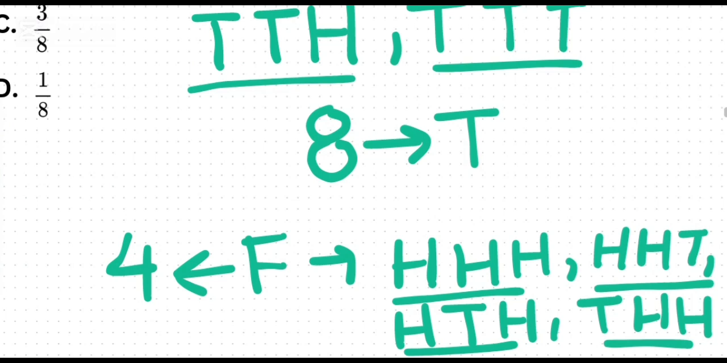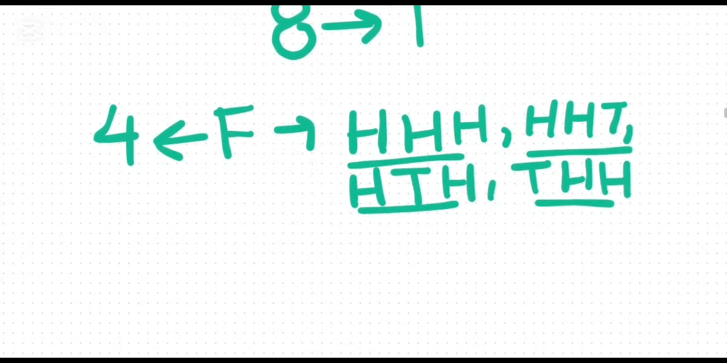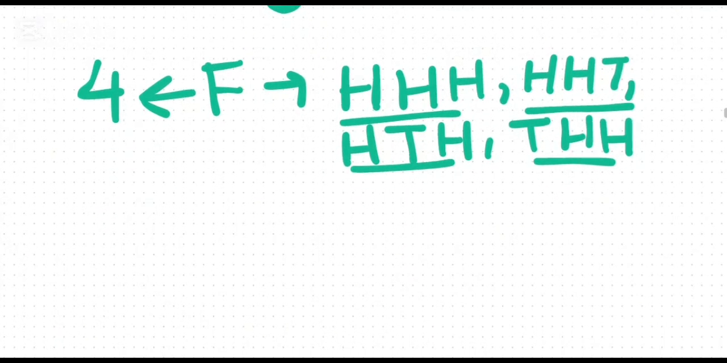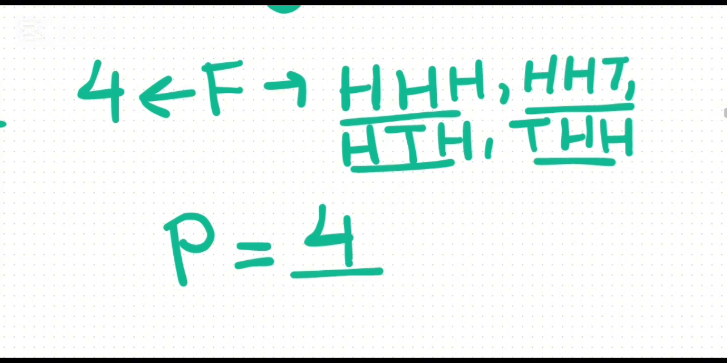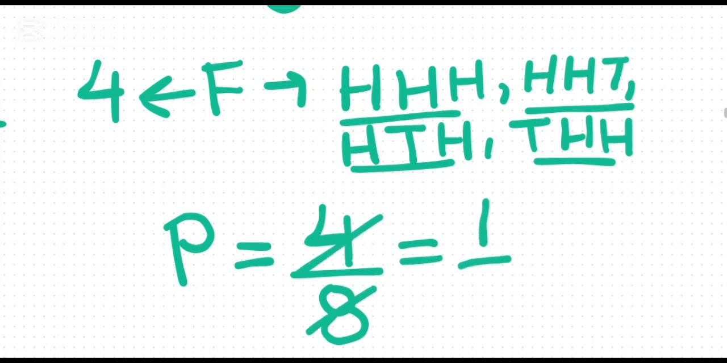Now if you know the formula of probability, it is equal to favorable outcomes divided by total outcomes. So the favorable outcome is 4 and the total outcome, if you remember, is 8. After cutting these two values together, you will get 1 out of 2.